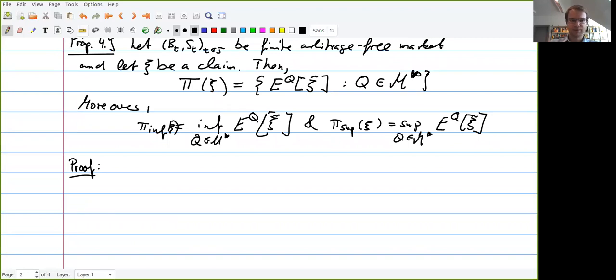So we want to show here the equality. We can give this equality a label. So let me label this as lecture note 4.2. Okay, so we want to show this equality here in 4.2. And this means we have to show two directions. The first one is that if I have an arbitrage-free price, then it's also in this set here.